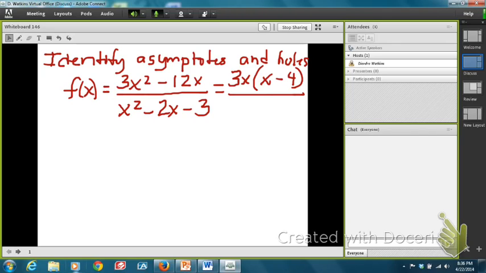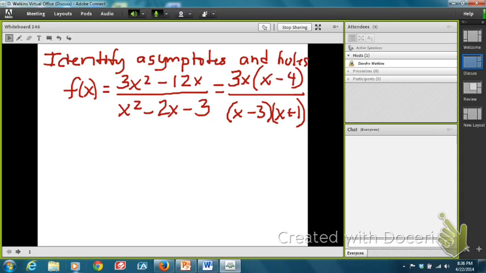The denominator is a factorable trinomial. So what factors of negative 3 add up to equal negative 2? So that would be x minus 3, x plus 1.